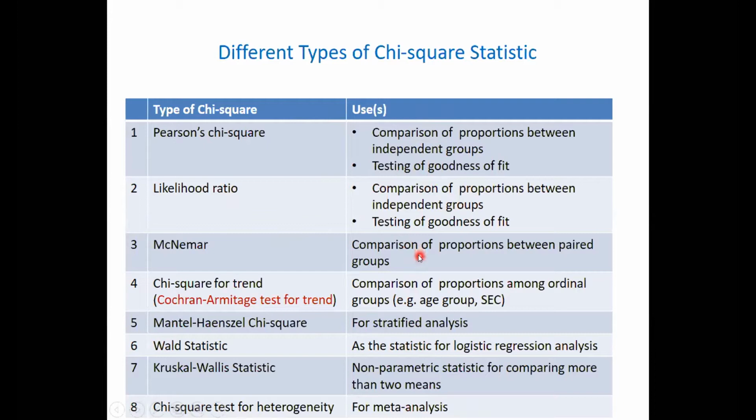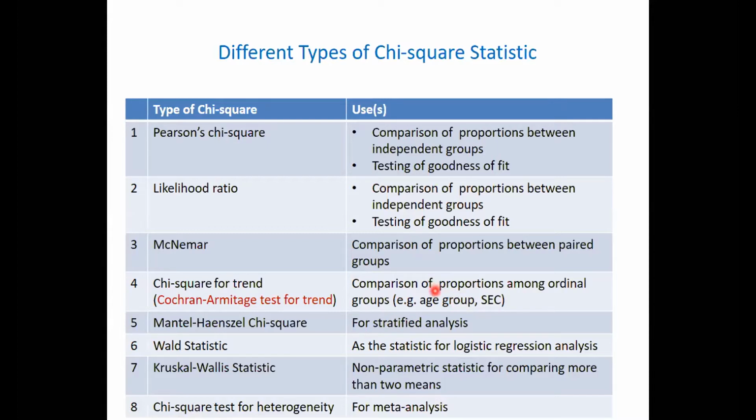McNemar, what it does, as I explained before, is for before-and-after paired groups. If it's the same group of people, it's not an independent group. You cannot use Pearson, you use McNemar. And also the extension of McNemar, which is McNemar-Bowker. We also talk about chi-square for trend.